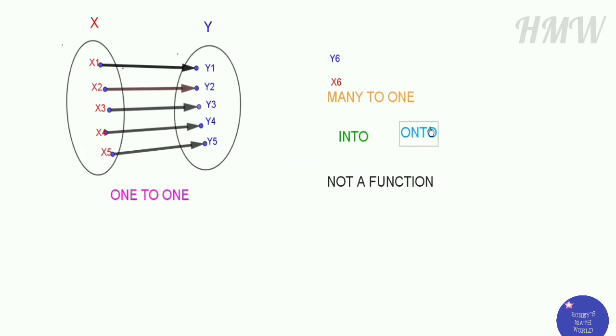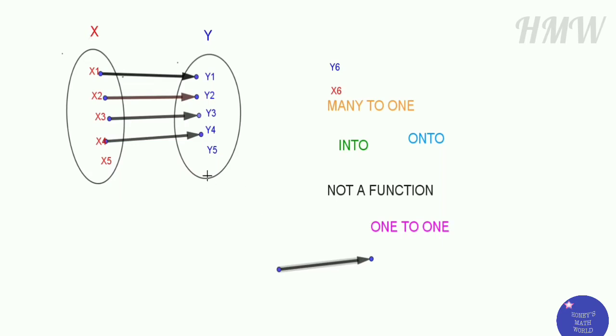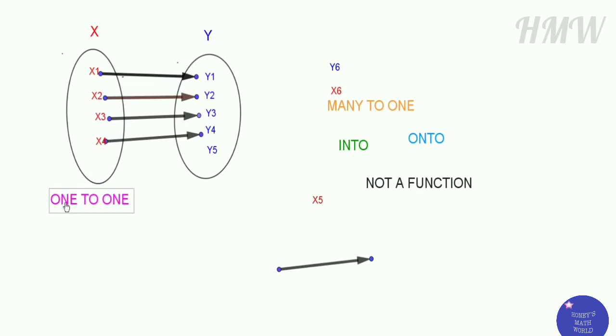Now we will change this and remove one arrow from here. What will happen to this mapping? This is not even a function now because the element x5 has no image in y. What about this? It is a 1-to-1 and not an onto function. It is an into function. It is 1-to-1 because distinct elements have distinct images. It is not onto because codomain is not equal to the range.